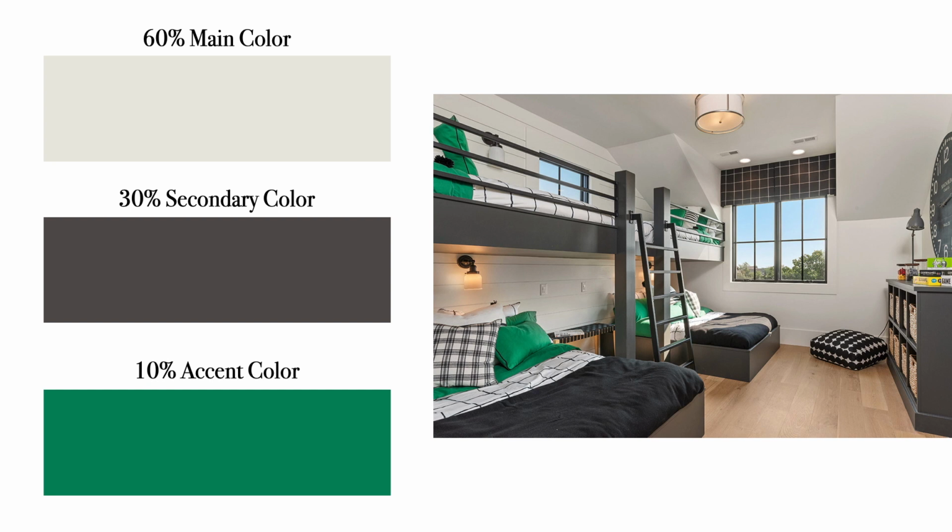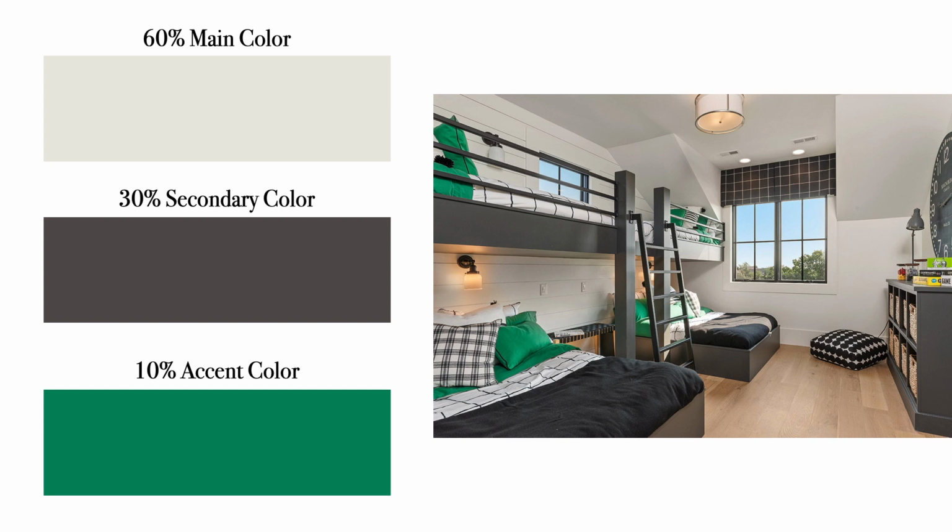In this example, we see white as the predominant 60% color in the room. It's used on the walls, you see it in the bedding, and even the light fixture up on the ceiling. The secondary color is a charcoal gray or even the black color, which does a great job of providing a strong contrast with the white walls.